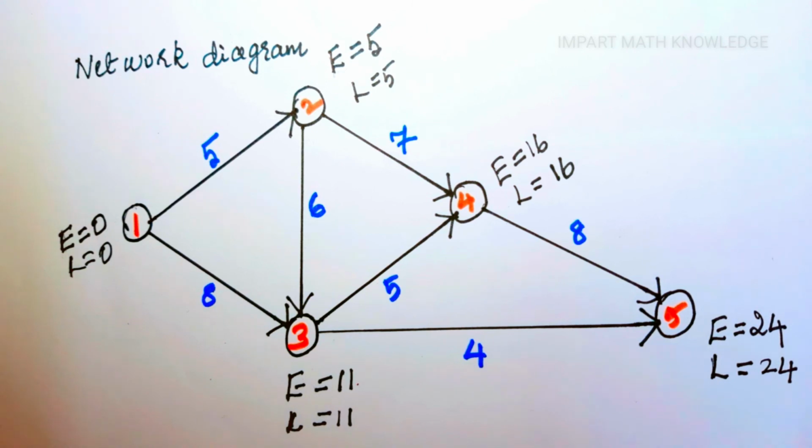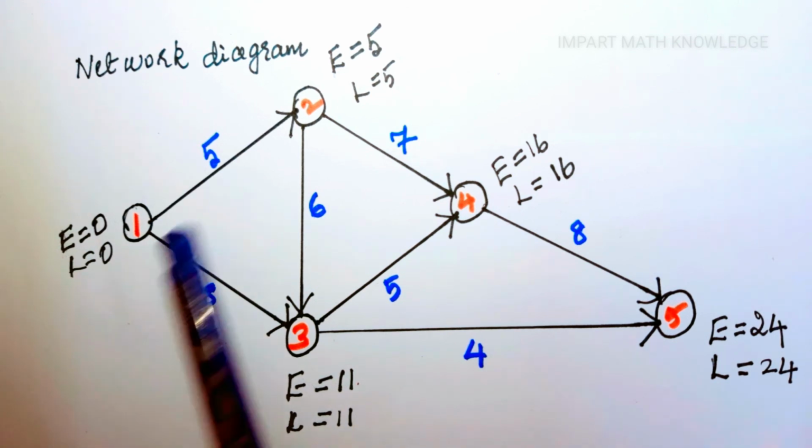At last, we have to find the critical path and the project duration. Project duration is nothing but the L and E value for the last node. Here the last node value is 24. So project duration is 24. Critical path is the path having L and E values equal. Here we observe that L and E values are the same for all the nodes. So we have to select the path having the total duration of 24.